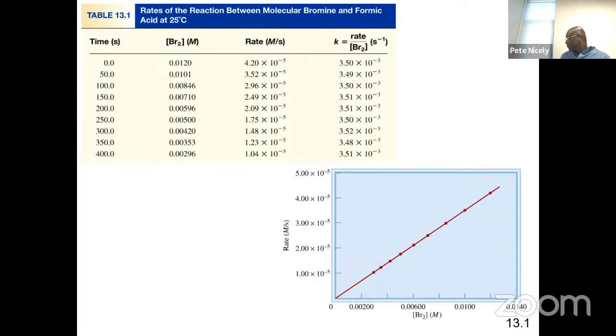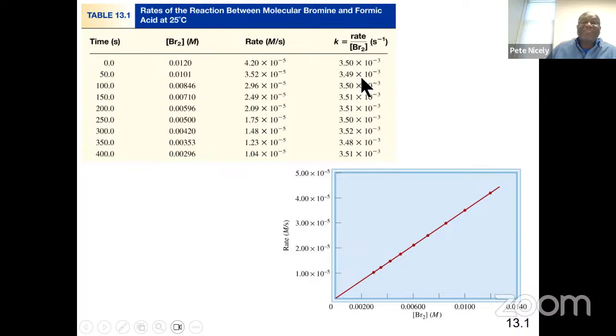The third column here gives the instantaneous rate at each of these times. The way these values are obtained is by what I just described. For each of these data points on the graph, they found the slope, and these are the values right here. Then they looked at the relationship between the concentration of bromine and the rate, and what they find is that if you divide the rate by the concentration of bromine at each of these instances, you'll find that k is a relatively constant value.